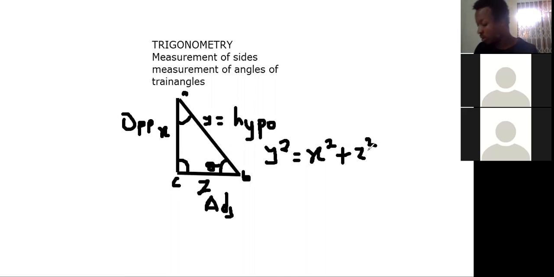Good. So let's try one distance. Find the length of x, or find the length of AC. This is AC. Find the length of CB, given the hypotenuse y to be 13 and our opposite to be 5 cm. So given this one to be 13 and this one to be 5 cm, find the length of this. Let's do it and see.